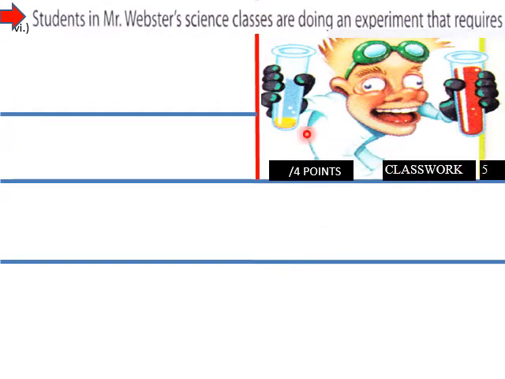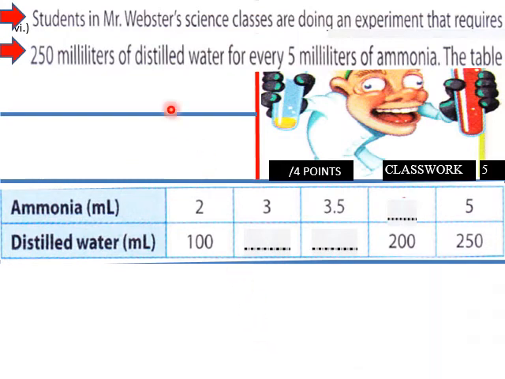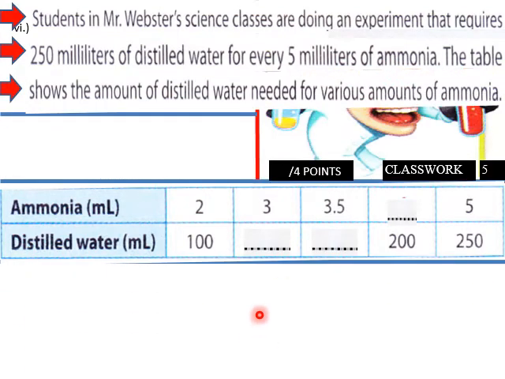We have page 5 here in our classwork. Students in Mr. Webster's science classes are doing an experiment that requires 250 milliliters of distilled water for every 5 milliliters of ammonia. The table shows the amount of distilled water needed for various amounts of ammonia. So we have a proportion here between distilled water and ammonia. For every 2 milliliters of ammonia, we have 100 of distilled water. So what would be here, here, here, and here, if that proportion stays constant?